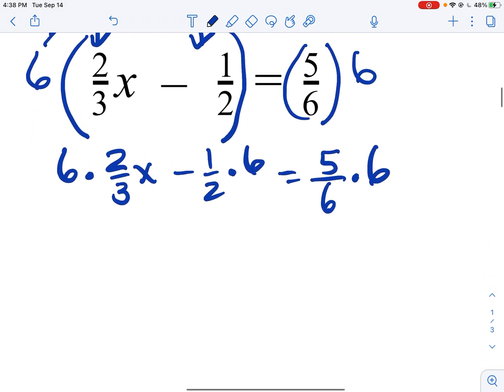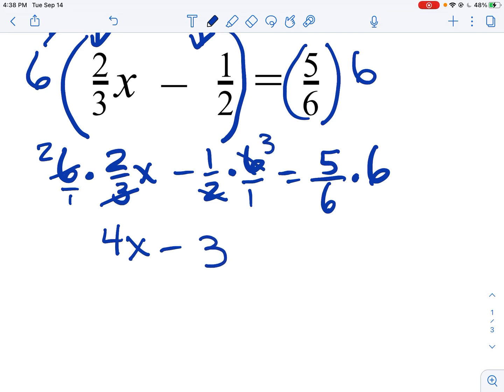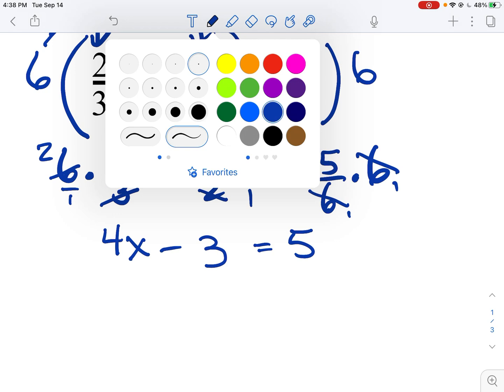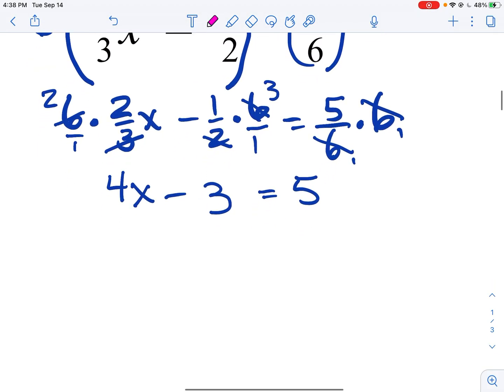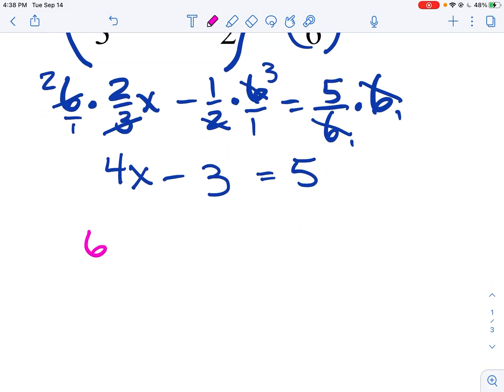So when I do this, 3 goes into 6 2 times. If I multiply, I get 4x. This one is minus, it's negative. 2 goes into 6 3 times, so I get 3. 6 goes into 6 1 time, and if I multiply, I get 5. Now some of you are probably saying, I don't get that. Okay, fine. If you don't get how to do that, let me write it for you.